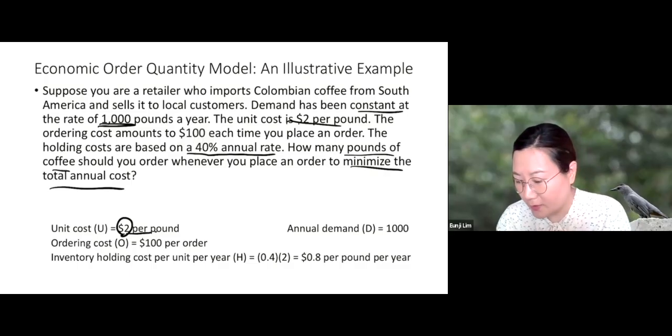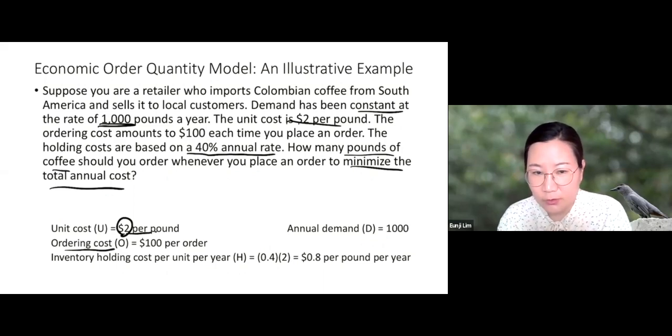It's called the ordering cost. This includes the shipping charges and the order processing cost, and it's $100 a year per order. And what else is there?